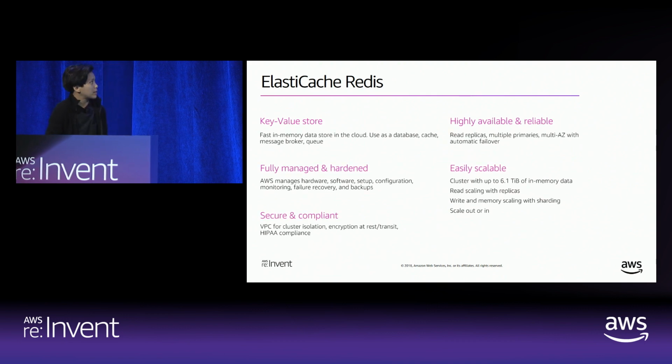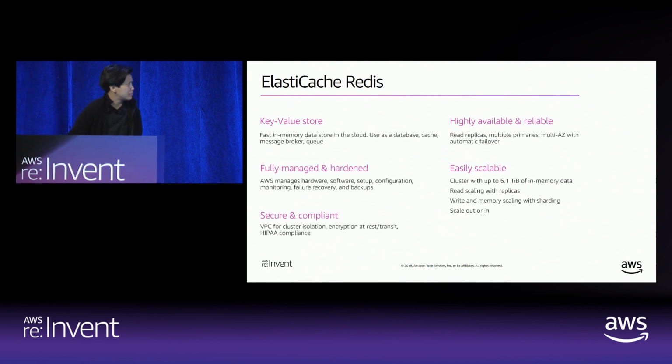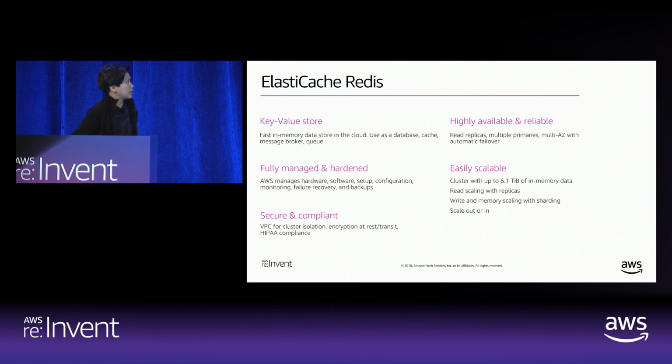With ElastiCache Redis, these are the features that we really liked, right? Key value store. As I mentioned earlier, we have many different use cases for Redis, right? We don't just use it as cache for persistent data stores. We use it as a really fast in-memory data store itself.